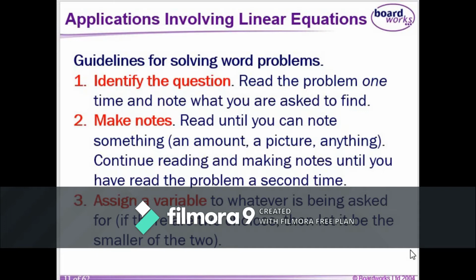So assign two variables, or three variables if there are three things being asked. It depends on what is being asked. That's why again we have to understand and identify the question. All right? Next.